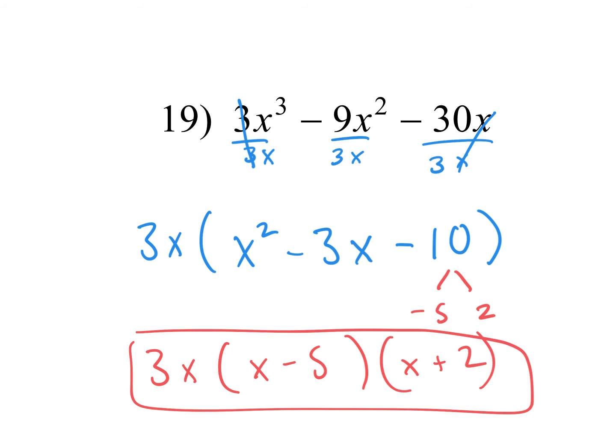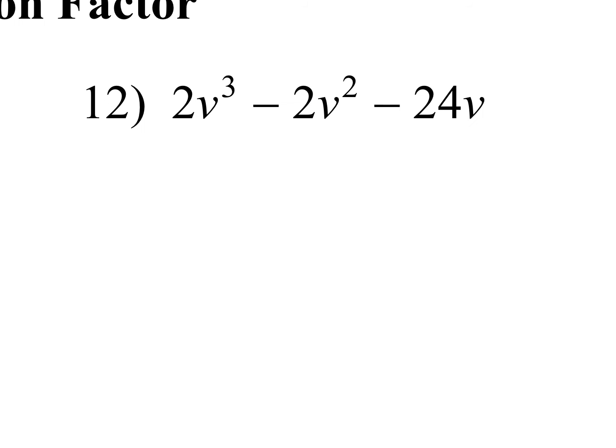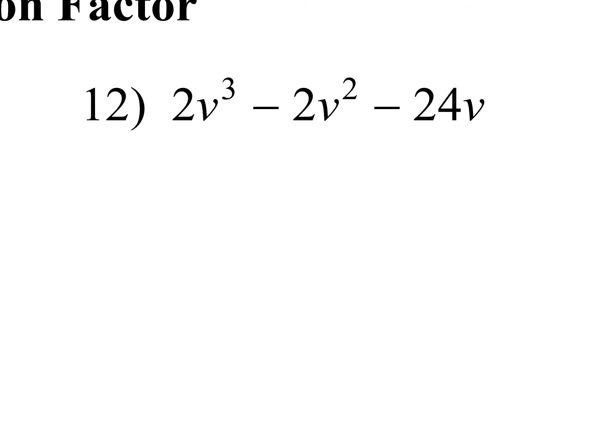Good job. All right, so number 12, we're going to do the evens. What is my greatest common factor? 2. And do I have any v's in common that I could take out? Yeah, they all have at least one v. So I can take out 2v.